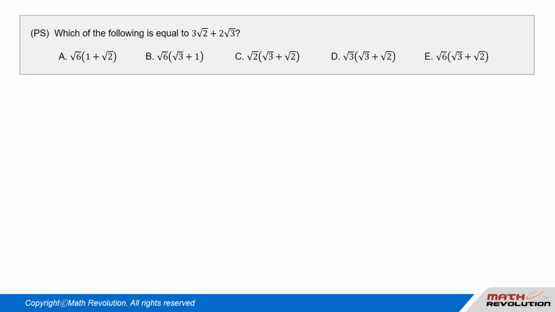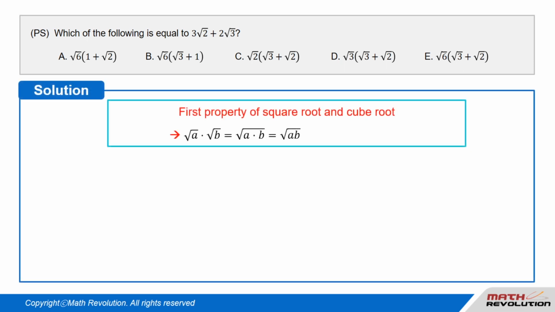Question. Which of the following is equal to 3 times the square root of 2 plus 2 times the square root of 3? Solution. Let's talk about the first property of square root and cube root.